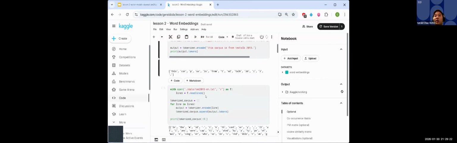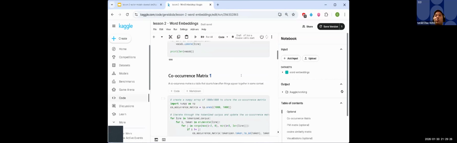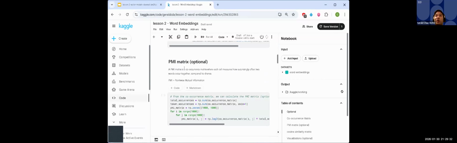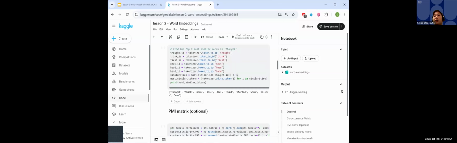There'll be tokenizers. There will be the same co-occurrence matrix, which is how often words appear next to each other. The PMI matrix is another way to measure how two words appear next to each other. Then the cosine similarity matrix. So a lot of math-related concepts that we'll go through. This is quite similar to the base notebook, but of course I'll give you a more advanced notebook. Cosine similarity is also about distance, how near or how far different points are.